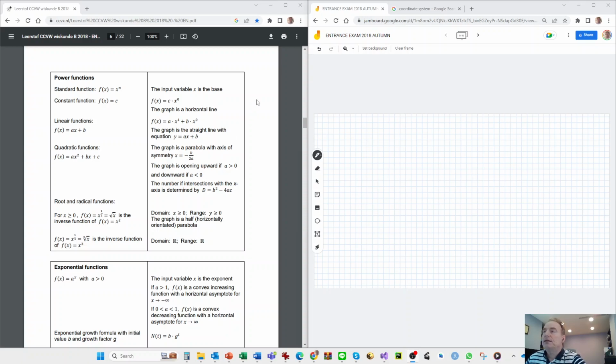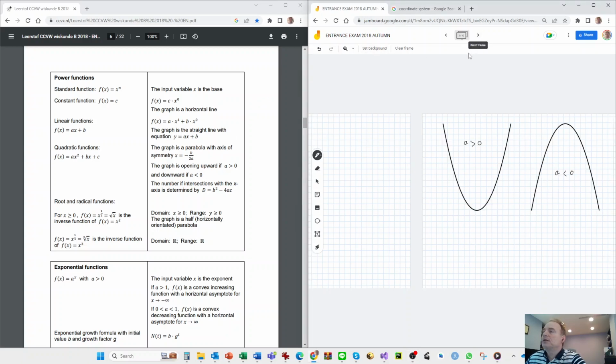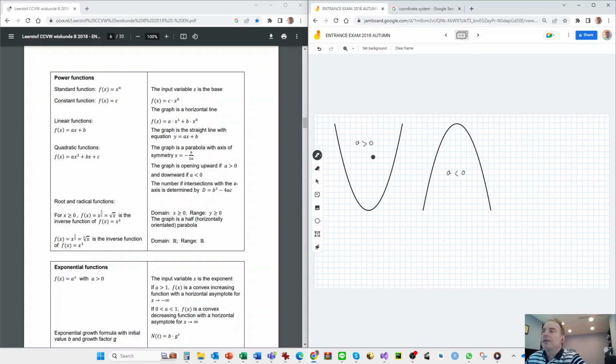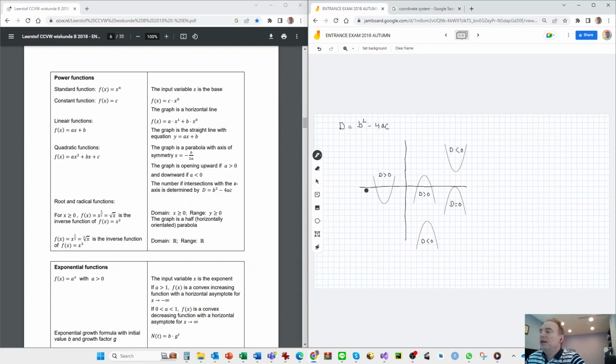And if a is positive, the graph is opening upwards, and if a is negative, it will open downwards. And the number of intersections with the x-axis here is determined by a quantity called a discriminant, which can be calculated from these coefficients here.